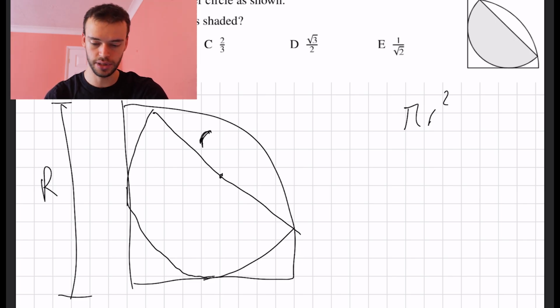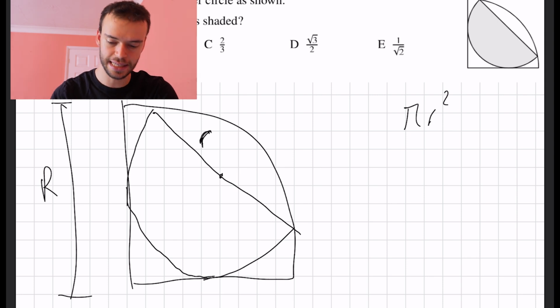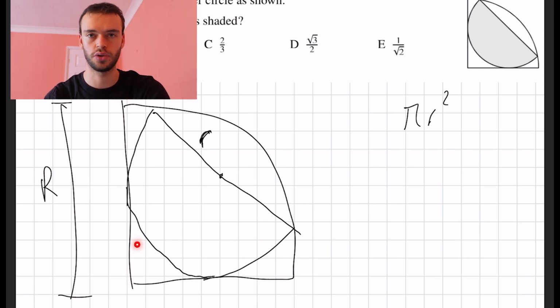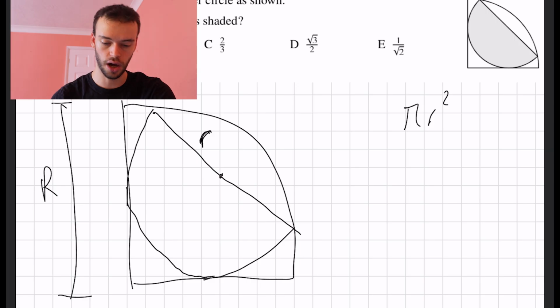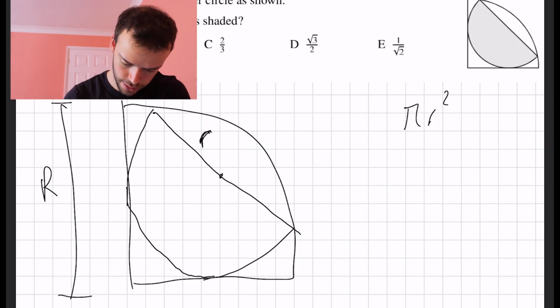Well, one thing that I've noticed is that this line here is a tangent to the semicircle, because it touches it at a single point. What do we know about tangents to circles? Well, we know that it meets the radius at a right angle. So if we were to connect the center of this semicircle to the point of intersection, it's going to be at a right angle to this vertical length here. So we know that it's going to be a horizontal length.